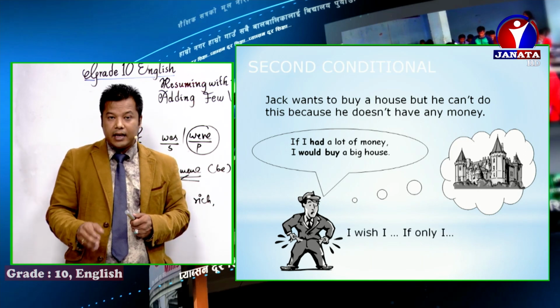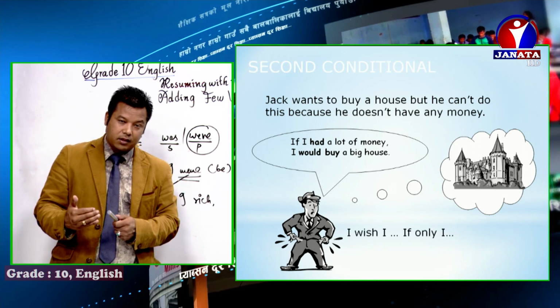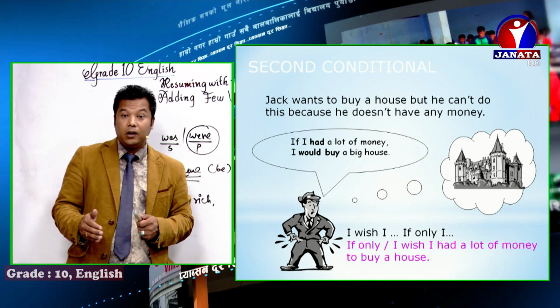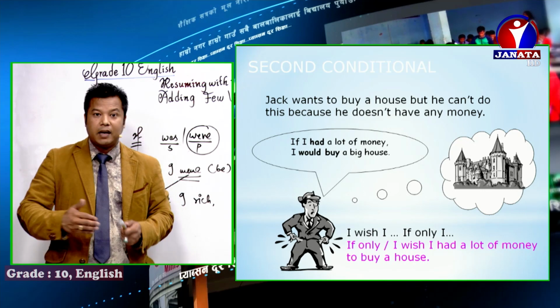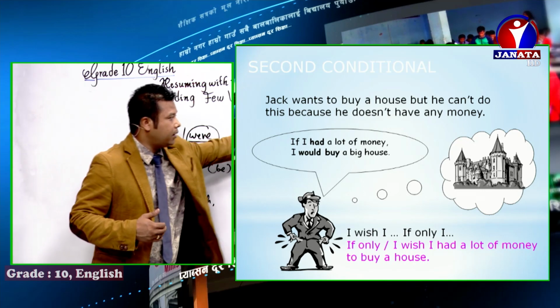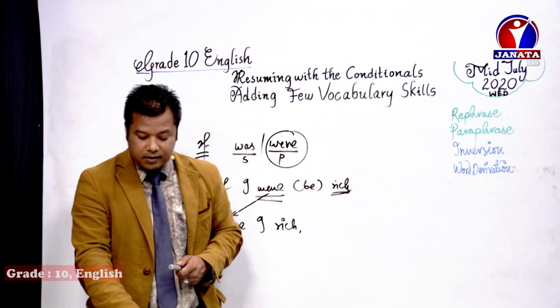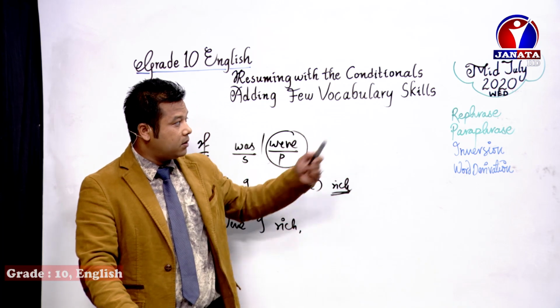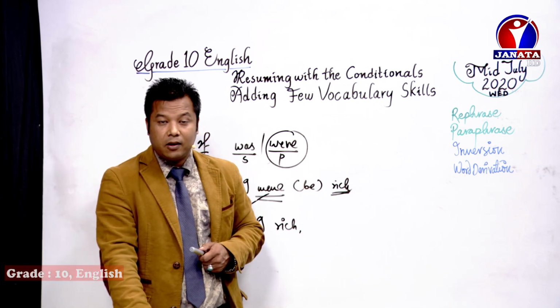Now, how do you understand this as a wish? You're making a wish. Last time I taught you the I wish and if only structure. If only, or I wish I had a lot of money to buy a house, is exactly the same thing. These are the kinds of ideas we can use to rephrase and paraphrase. Keep on joining me, and we'll talk more about rephrasing and paraphrasing techniques to make your writing very beautiful.